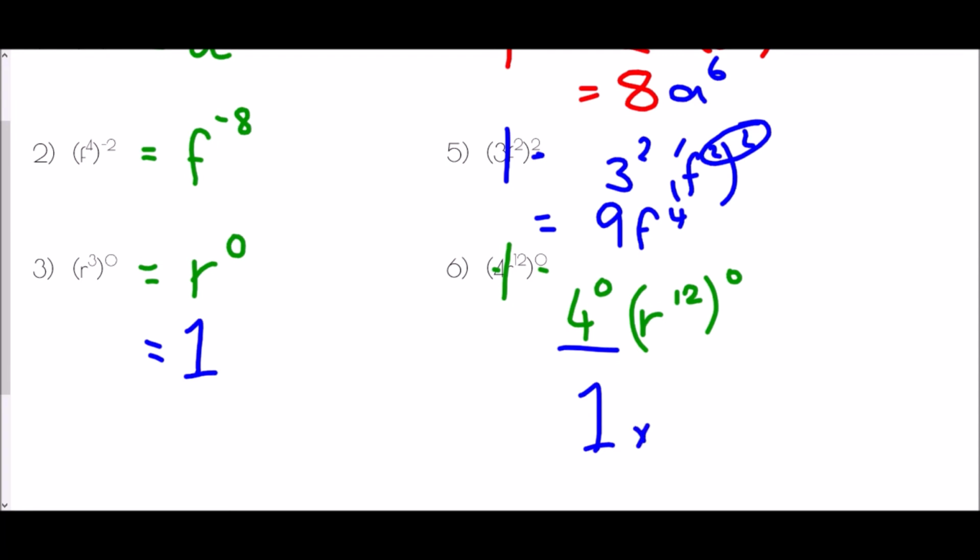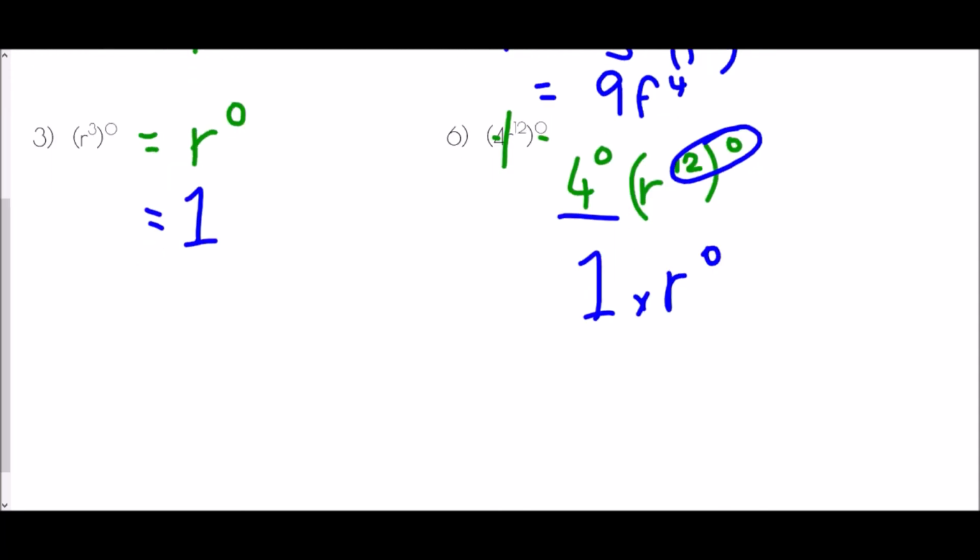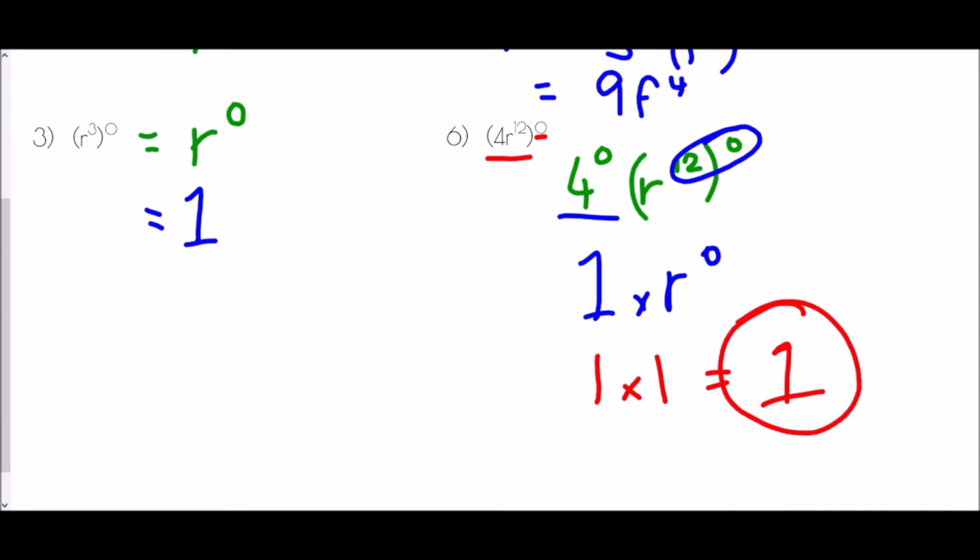What is r to the power of 12 to the power of 0? Well, if we multiply those together, that's r to the power of 0. But what is r to the power of 0? Well, that is also 1. And so that is 1 times 1. It is 1. And the reason for that, if we take it all the way back to the original question, well, this is something to the power of 0. Anything to the power of 0 will have a final answer of 1.